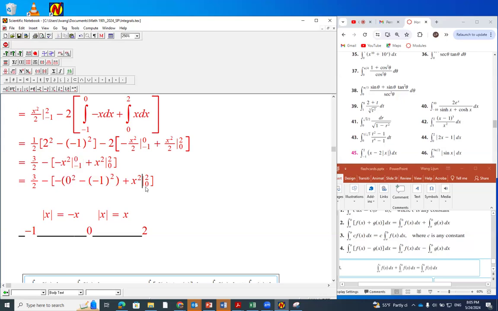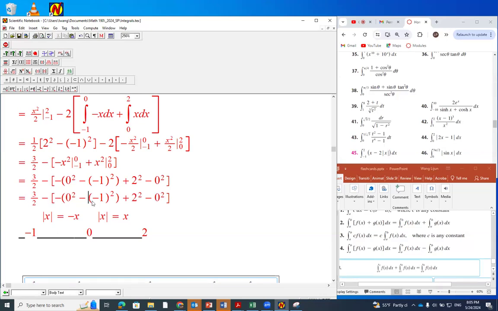The second part, this piece is going to turn into 2 squared minus 0 squared. So we apply the fundamental theorem of calculus part 2 one more time. Finally, we are almost there. This is a negative, this is a 1, -1, another negative, so this is going to be +1. That's 0, and that's 5.